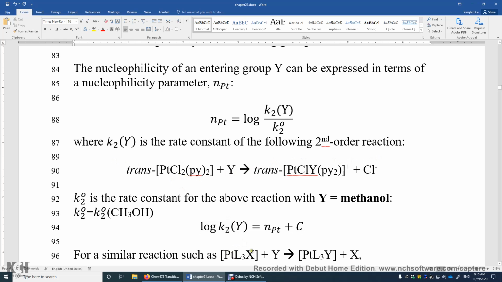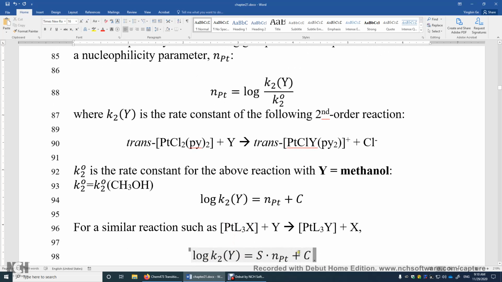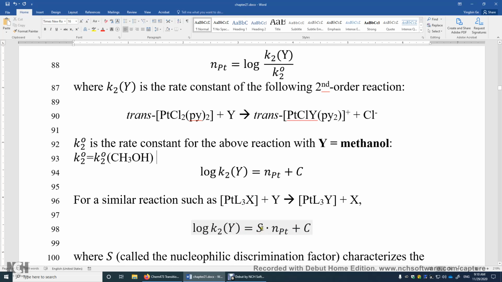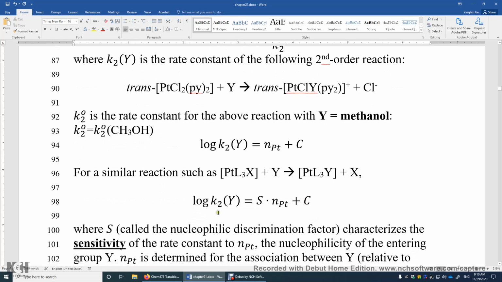So we can use some other complex with the same platinum center, and we get a linear trend as well. And it's really interesting that this s is usually close to 1. Okay, so if you use some other ligands, s usually is close to 1. How close? I would say like between 0.5 and 2. All right? And also plus a constant. So this is the slope. This s is called the nucleophilic discrimination factor.